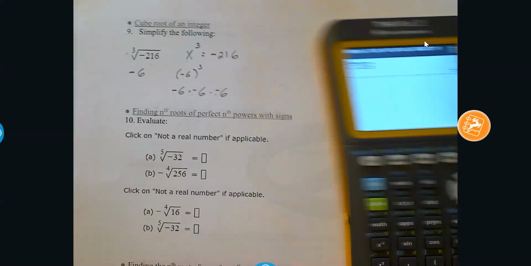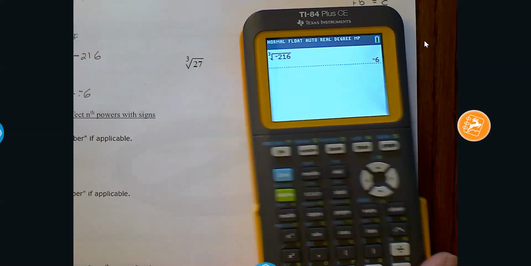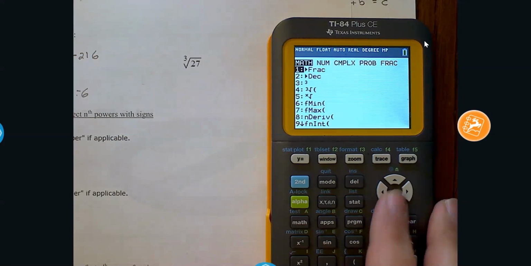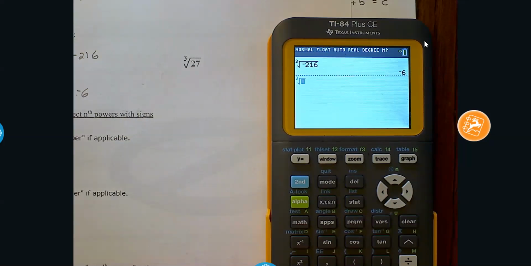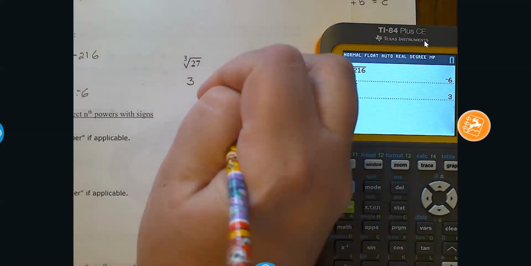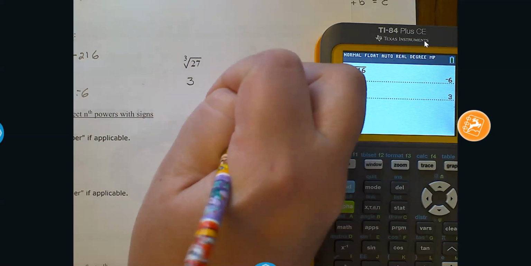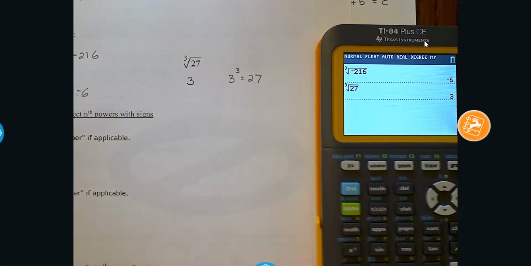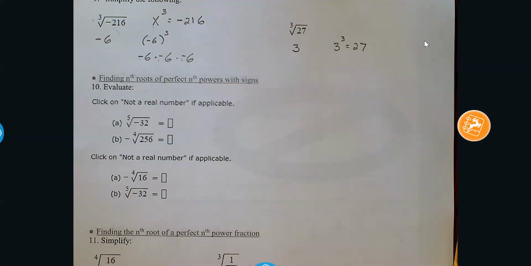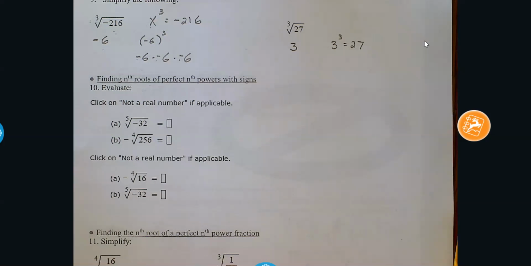Okay. The same thing over here. We're looking at the cube root of 27. So I hit math, go to option number 4, and then I enter in 27 and hit enter. So the cube root of 27 is 3. All right, so to explain that, 3 cubed would be 27.